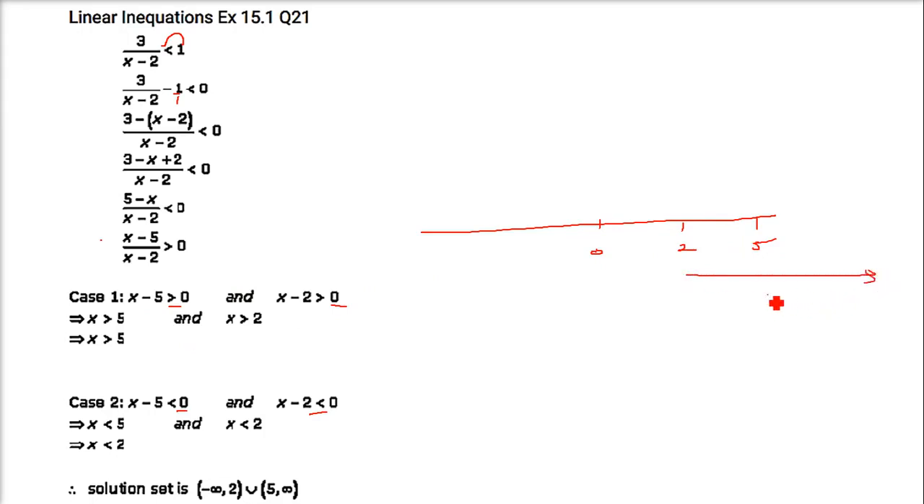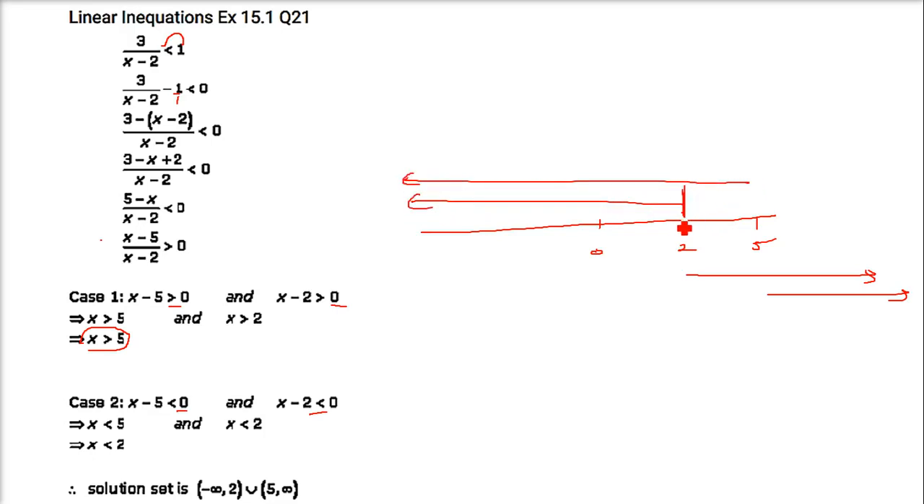So it is greater than 2 and greater than 5, so that means it is greater than 5. We take these. Second case, x is less than 2 and x is less than 5. So obviously we are going to take the lower case: x is less than 2. Now this means 5 to infinity, and this means less than 2, minus infinity to 2. We take the union of these two.